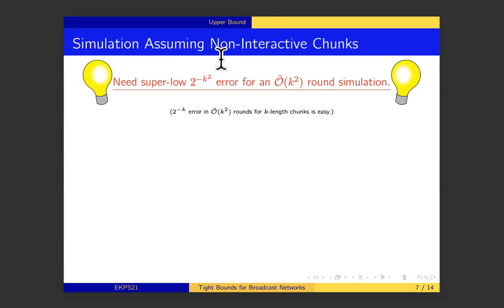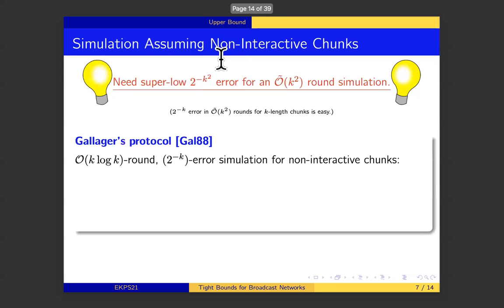And as a first step towards this, I will actually explain the idea in Gallager's paper. I will show that for a restricted set of chunks, which are non-interactive, you have a much stronger result. Instead of having k squared rounds and 2 to the minus k squared error, you have roughly k rounds and 2 to the minus k error. This is stronger because if you repeat this k times, the rounds become k squared, the error becomes 2 to the minus k squared. So you have a stronger result for non-interactive chunks.